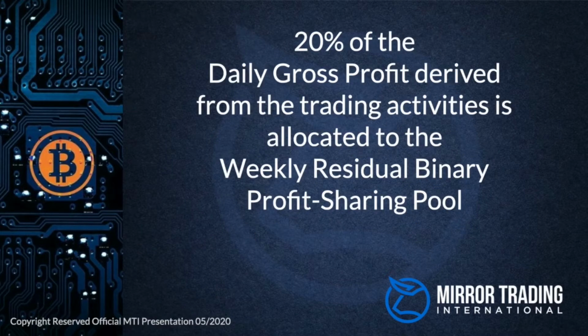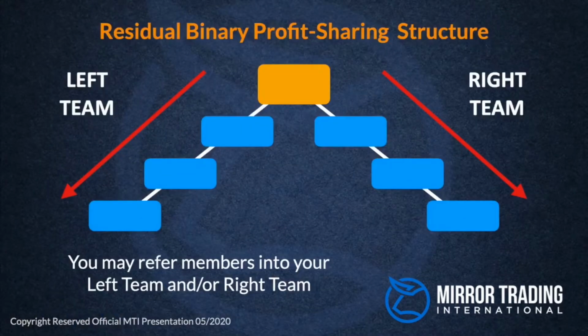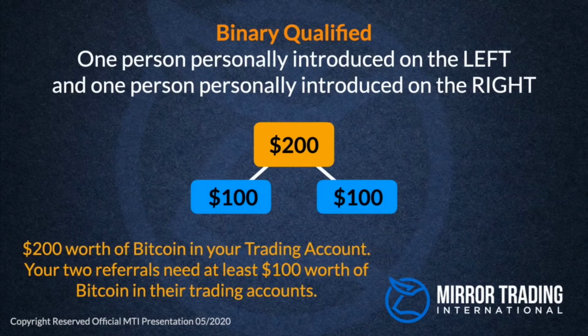20% of the daily gross profit derived from the trading activities is allocated to the weekly residual binary profit sharing pool. The residual binary profit sharing structure works as follows. You may refer new members into your left team and or right team. To qualify for binary profit sharing bonuses, you need a minimum of $200 worth of Bitcoin as your balance in trade, and you need to have personally referred 2 new members, one in your left team and one in your right team, each with a minimum of $100 worth of Bitcoin as their balance in trade.